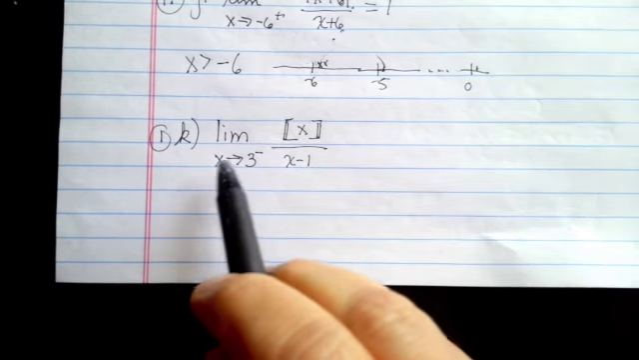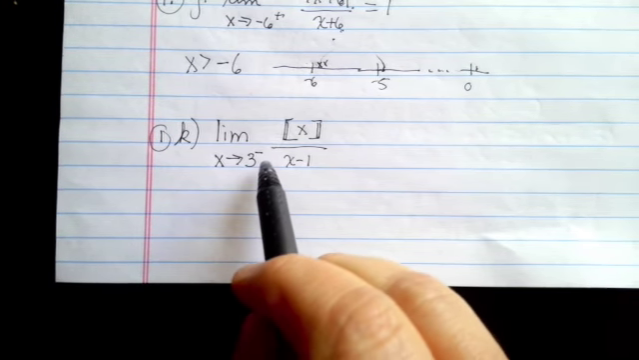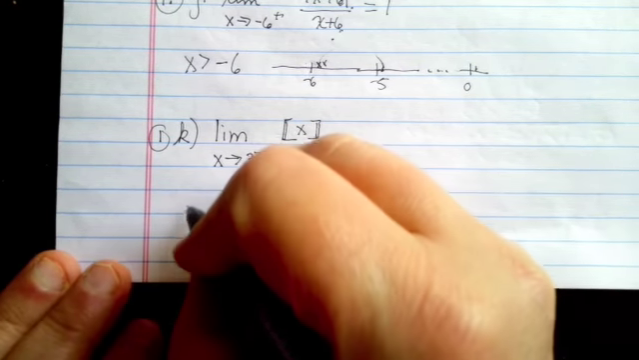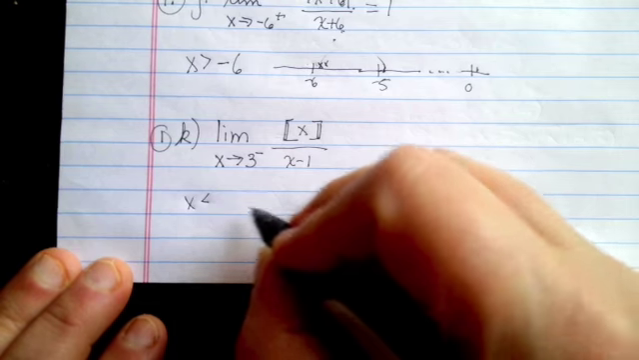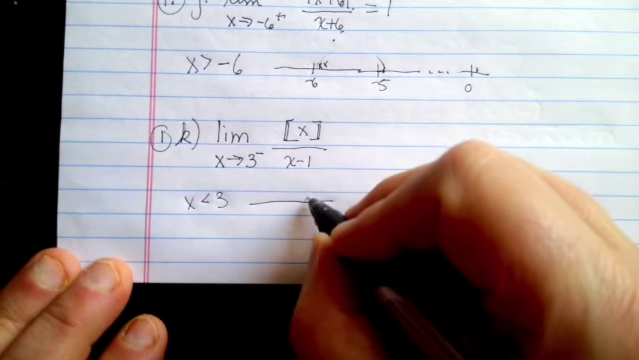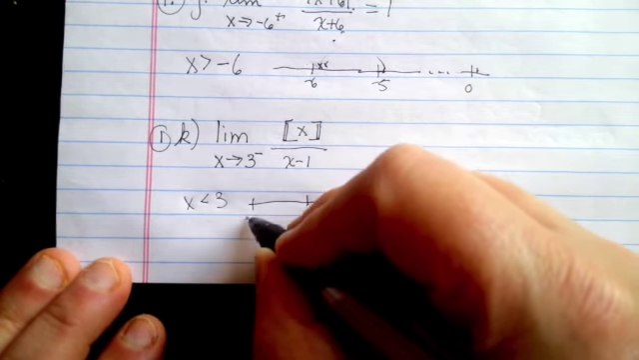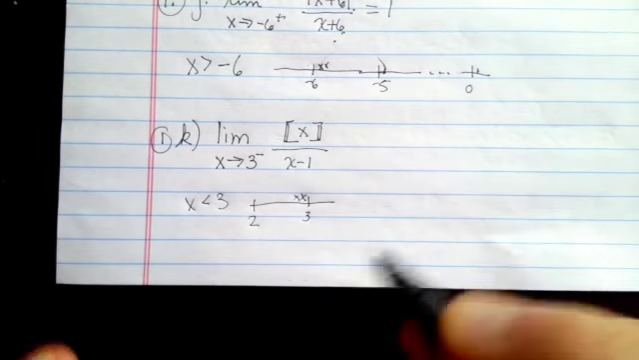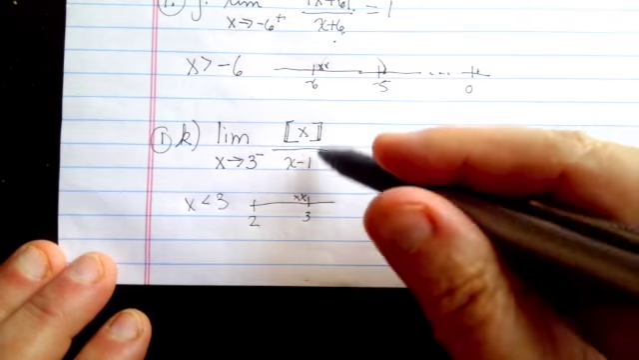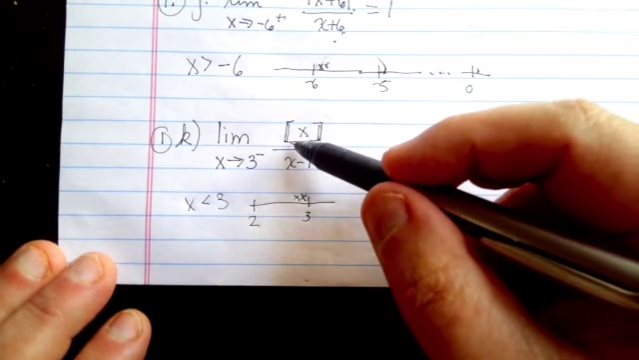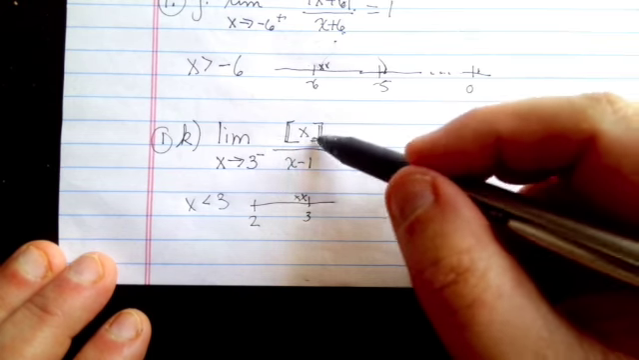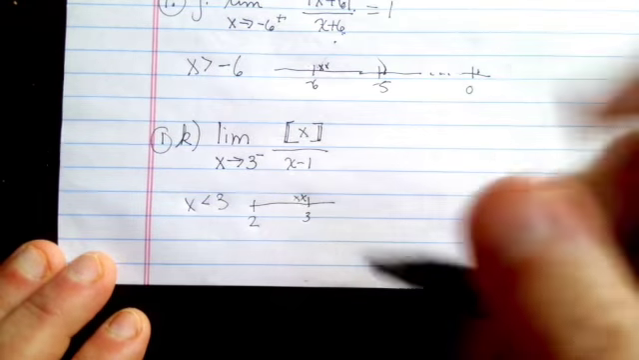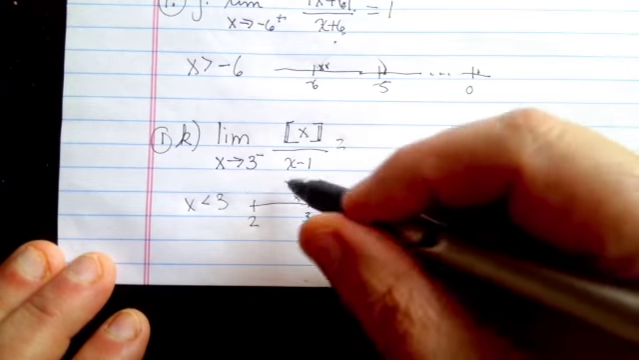We have the limit as x tends to 3 from the left. We're talking about values of x that are slightly less than 3. So on the number line, we're talking about values of x in that region. And so we've got the absolute value of the greatest integer function or floor of x divided by x minus 1. So what are we going to get here?